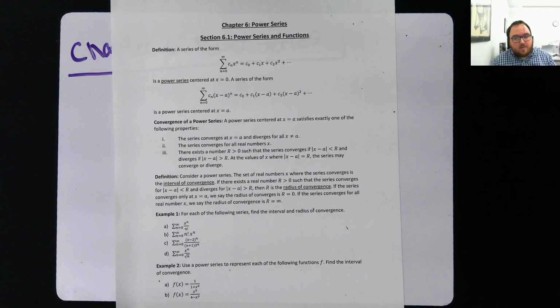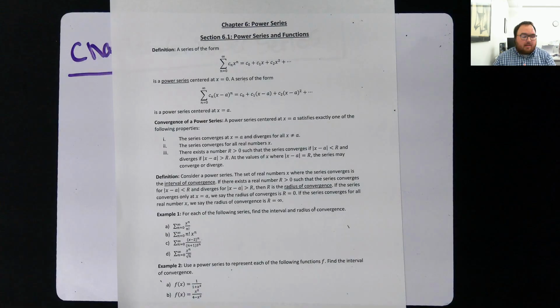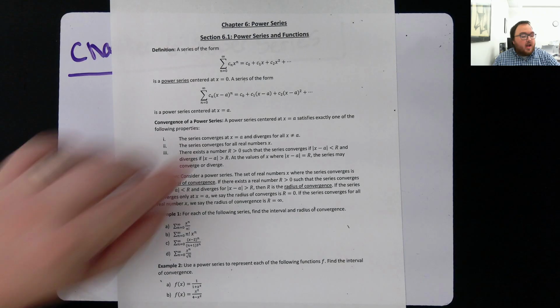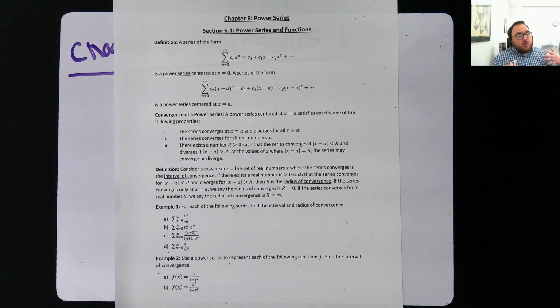So the center is going to determine what this a is. So if I say at x being equal to 2, I would put a 2 right here. (x minus 2), (x minus 2) squared, (x minus 2) cubed, and on and on. And of course, they will always give you what this is. Okay. So that's what a power series is. So now throughout chapter 6, we are going to learn what I can do with these things.